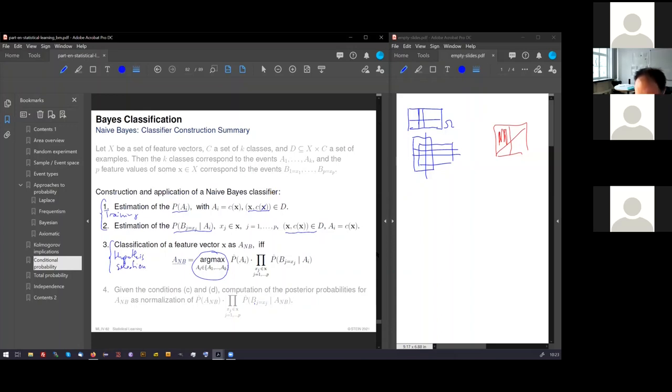I want you to understand how this approach fits into the framework that you already learned. You have a training situation and you have a hypothesis selection situation.